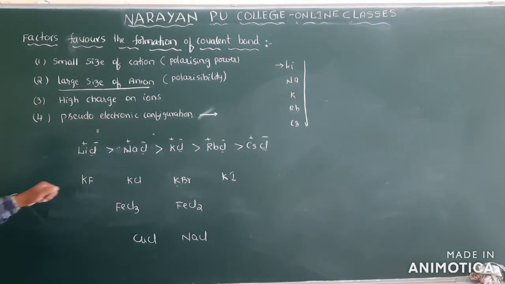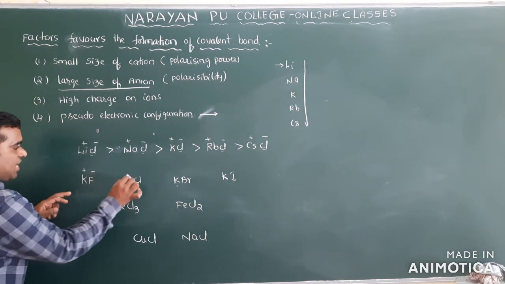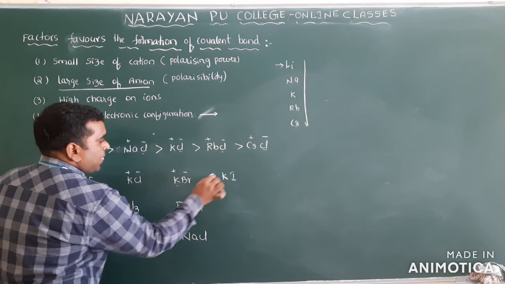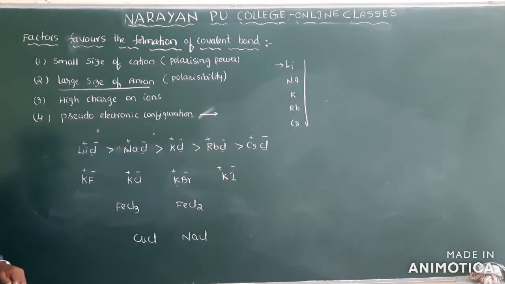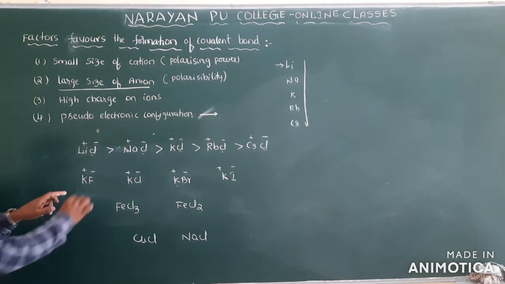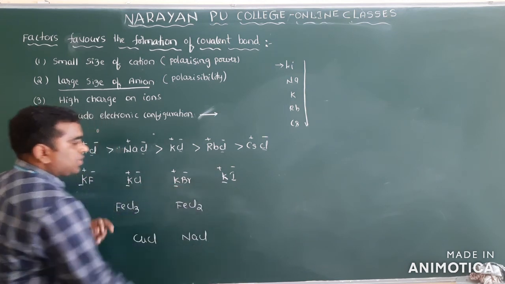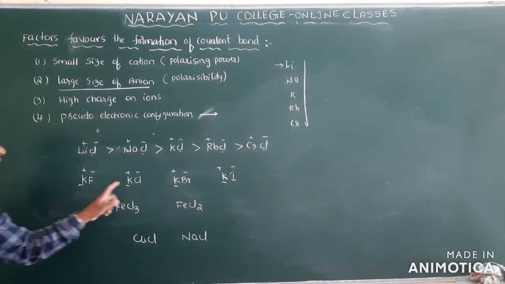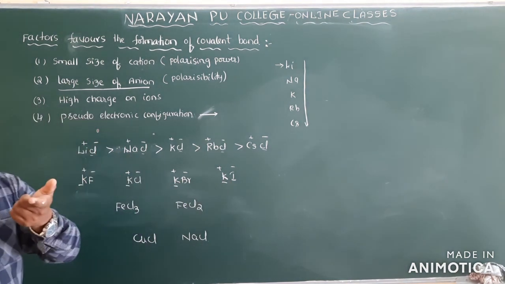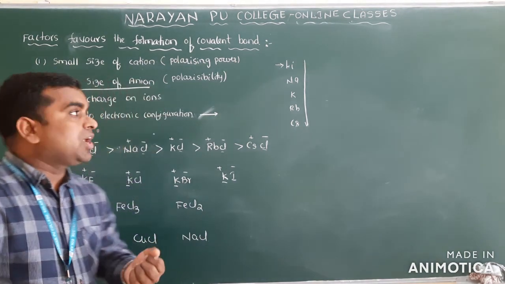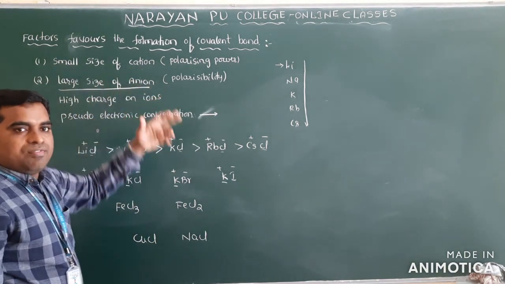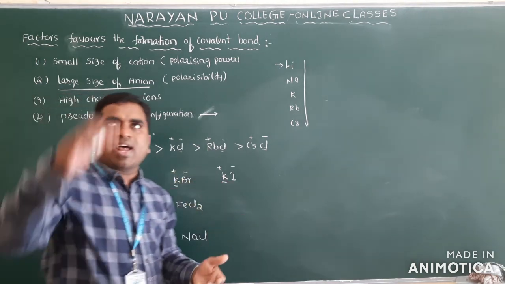Clear? Next one. The second one you see is K plus F minus, and this is how they will dissociate. Clear? So in this case, the cation is the same now. What you have to see here is the anion. Which anion favors the formation of covalent bond? Large size anion. Which is the large size? Fluorine, chlorine, bromine, and iodine.